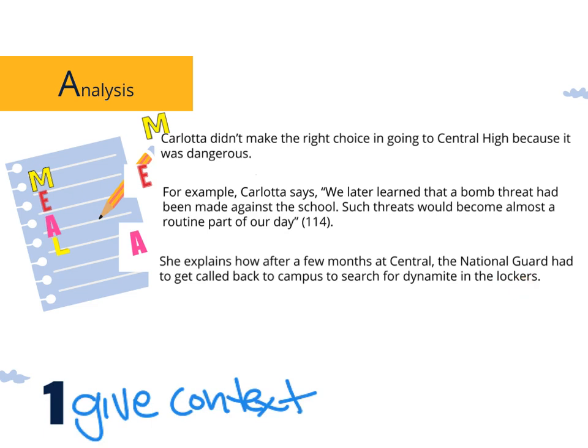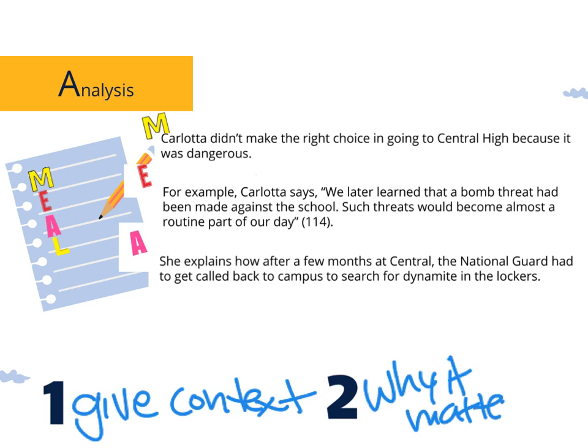After you give context, the next thing you have to explain is why this evidence matters for your claim. Remember, my claim is that attending Central was dangerous. It might be obvious to you that bombs are dangerous, but you have to connect the dots for your reader. In this case, I have to explain how these bomb threats are a reason why Carlotta made the wrong choice to go to Central. I do not just want to repeat that there was a bomb threat. What would you say?